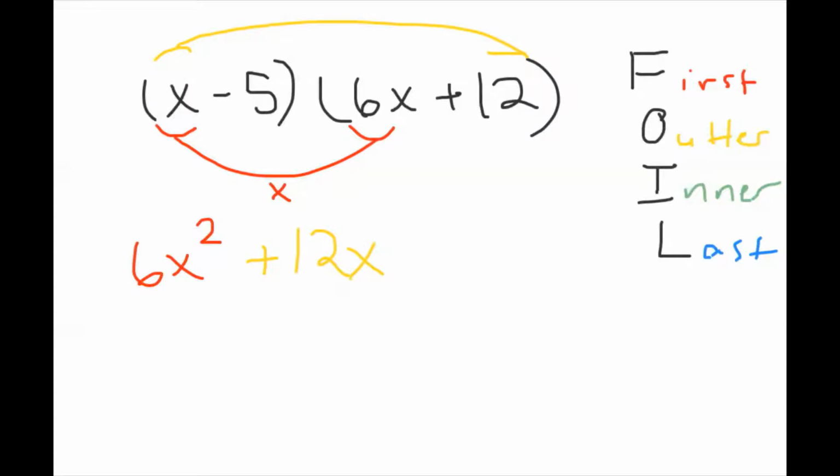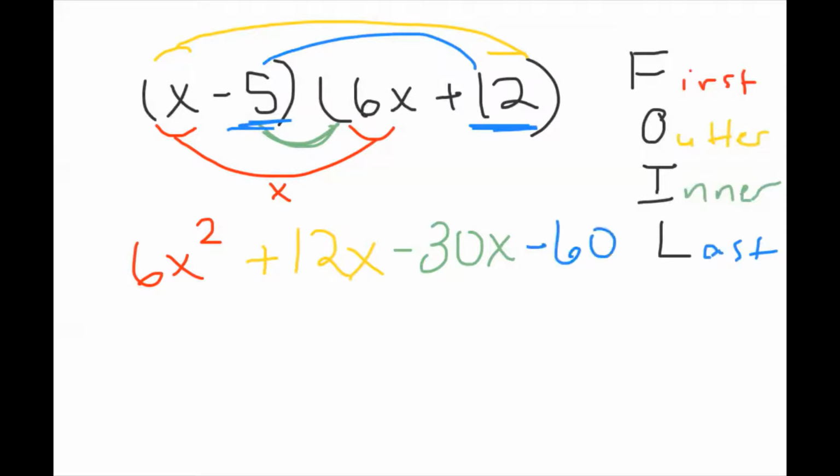Inner are the ones that are right next to each other. All right, they're right next to each other, but in different parentheses. So that's -5 and positive 6x, which gives me -30x. And then last are the ones that occur last in both parentheses. So -5 and 12 gives me -60.